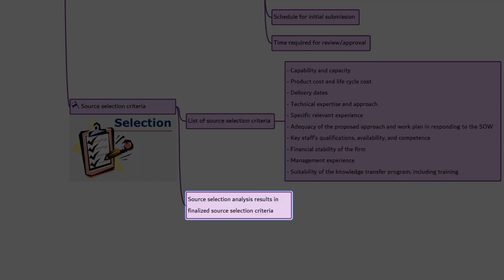Source selection analysis results in finalized source selection criteria. The criteria are assigned a numerical percentage value, also called weight. This enables evaluation of proposals based on each criterion. The criteria are included in the bid documents to give the seller an understanding of the buyer's need and to help the seller decide whether to bid or make a proposal on the work. When the buyer receives the seller's response during the conduct procurement process, source selection criteria such as cost, quality, and expertise become the basis for evaluation of the bids or proposals.